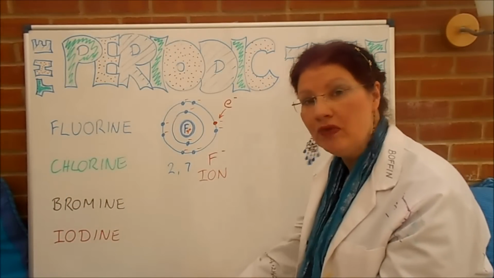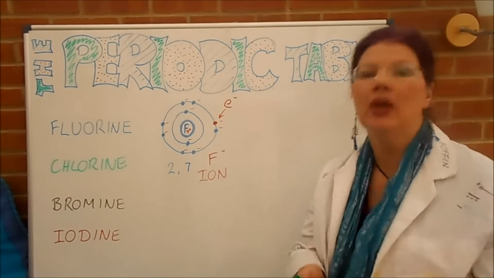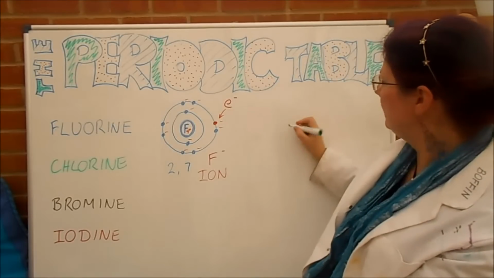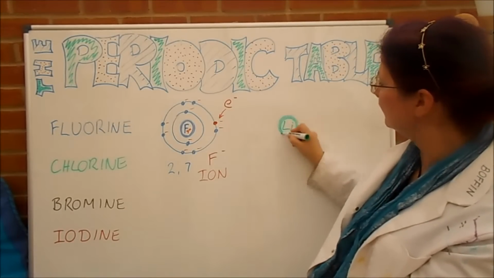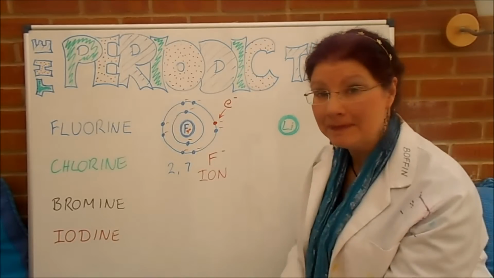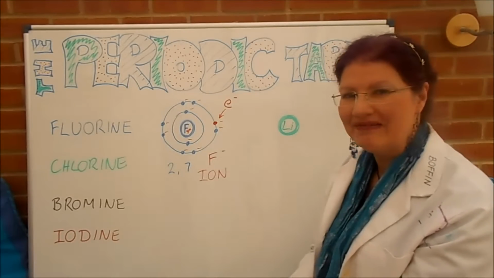So, here's another one for you to do. Let's draw lithium. So I'll put it here. Li is the symbol. That's the nucleus. So could you please pause the video and draw the electron structure around lithium?